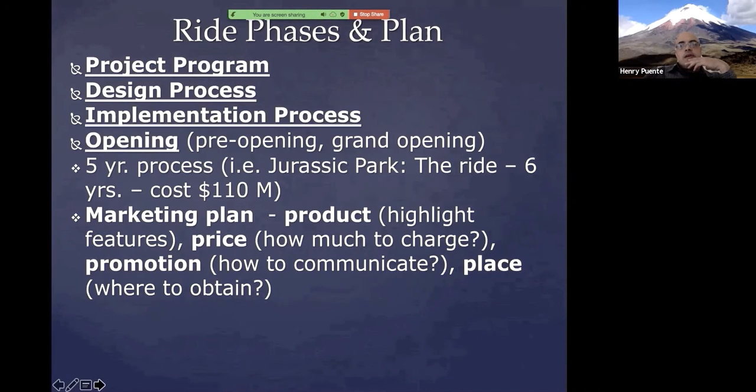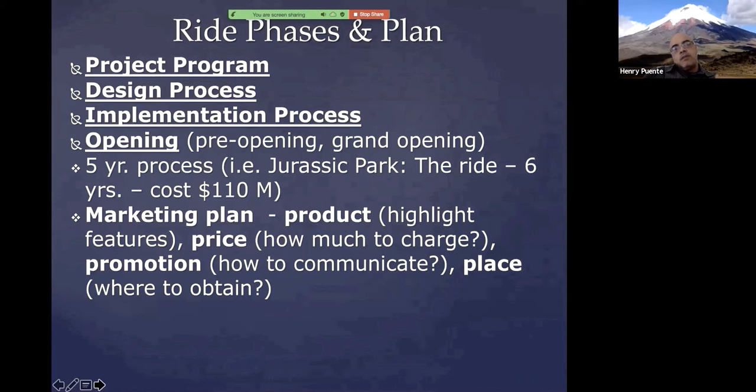So in terms of ride phases and plans, as you can see here from the slide, it takes a long time, or it could take a very long time, to build a ride from the idea all the way through the actual opening of the ride. So you go into these different stages.